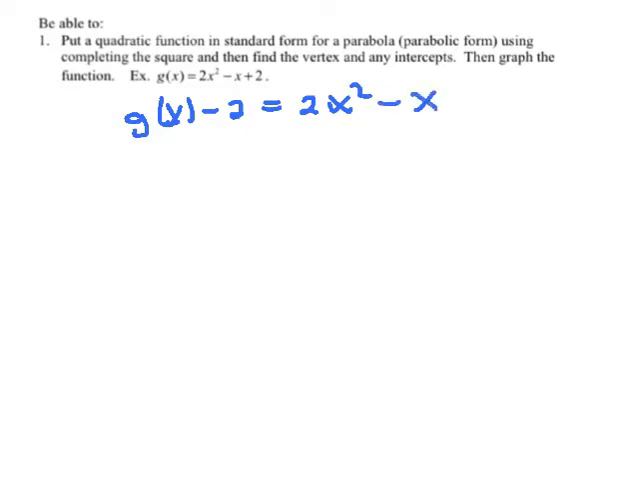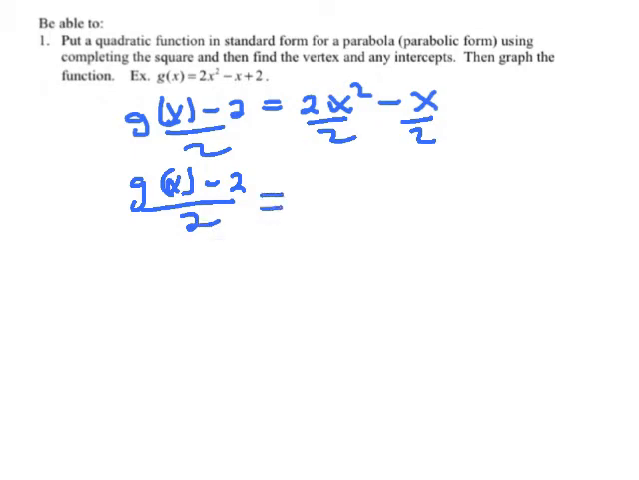and now I need to get this right here equal to a 1, and I do that by dividing everything on both sides by 2. So now I have g of x minus 2 over 2, and that is going to be equal to x squared minus 1/2 x. Alright, now I need to complete the square.